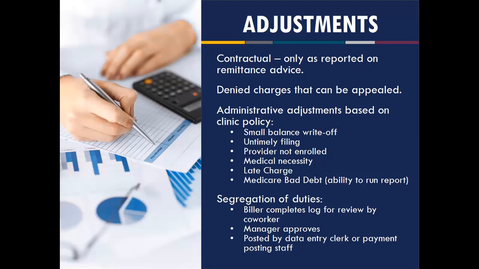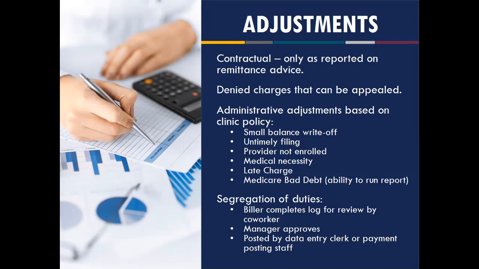These are administrative adjustments such as small balance write-off, untimely filing, provider not enrolled, medical necessity, late charges, Medicare bad debt, again, the ability to run that report so that we can report it. You want to have processes in place where there's a segregation of duties, whereas the person responsible for billing and claim adjudication doesn't also make adjustments to accounts, because without having a process where identified adjustments are logged, approved by a manager, and posted by another staff member, your clinic is at risk of missed payment opportunities for denied services.